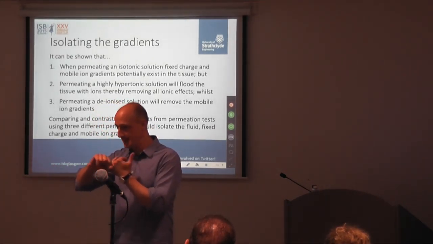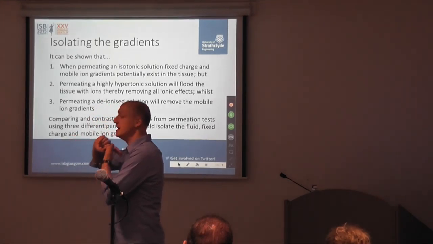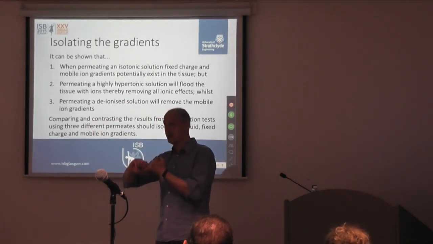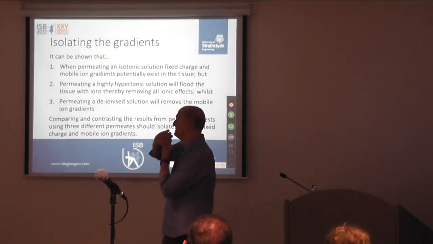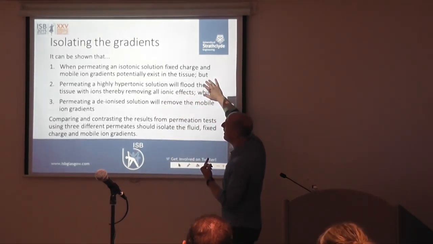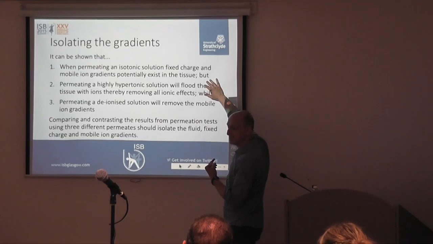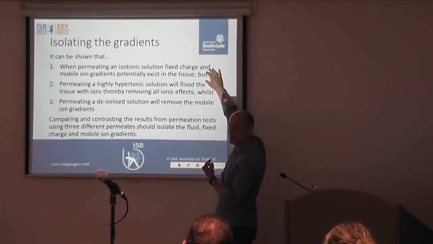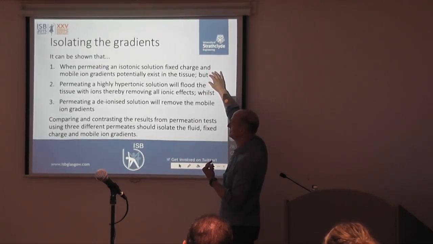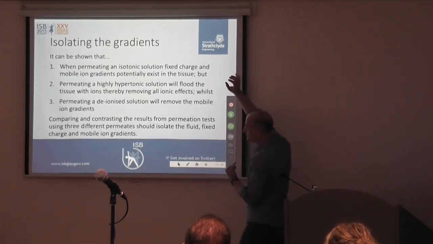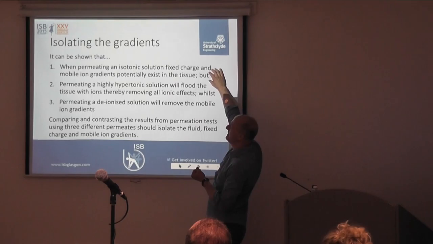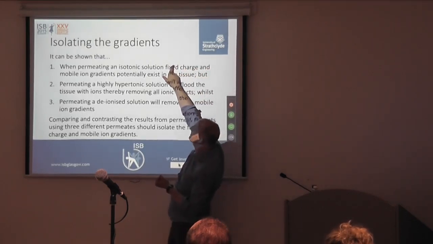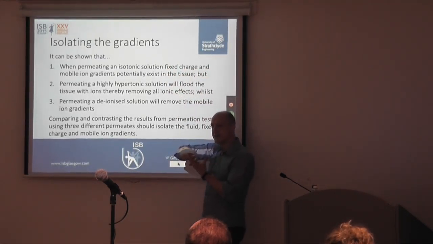We permeated deionized water through it. We permeated a super hypertonic solution, 3 molar NaCl, through it. And we also permeated an isotonic solution through it. So if we permeate an isotonic solution, both fixed charges and these mobile ion gradients will exist.